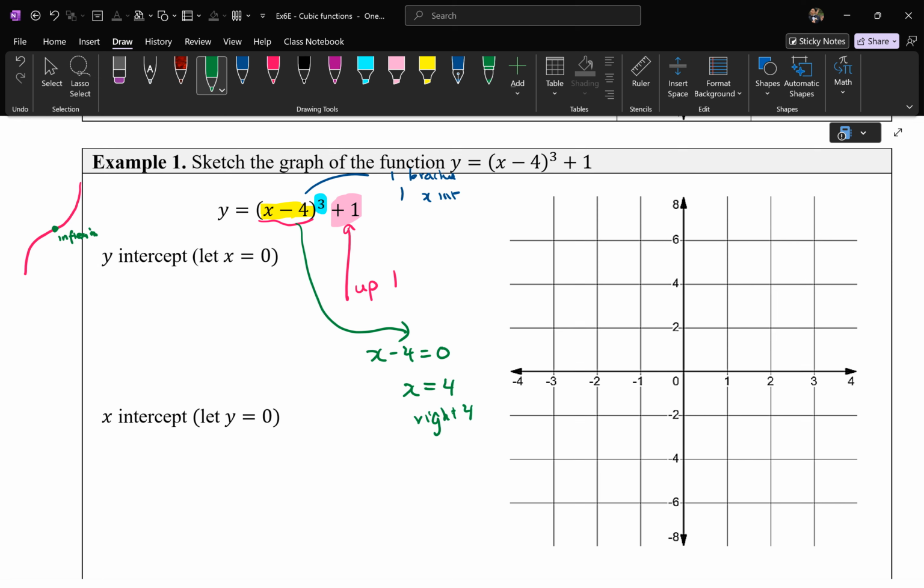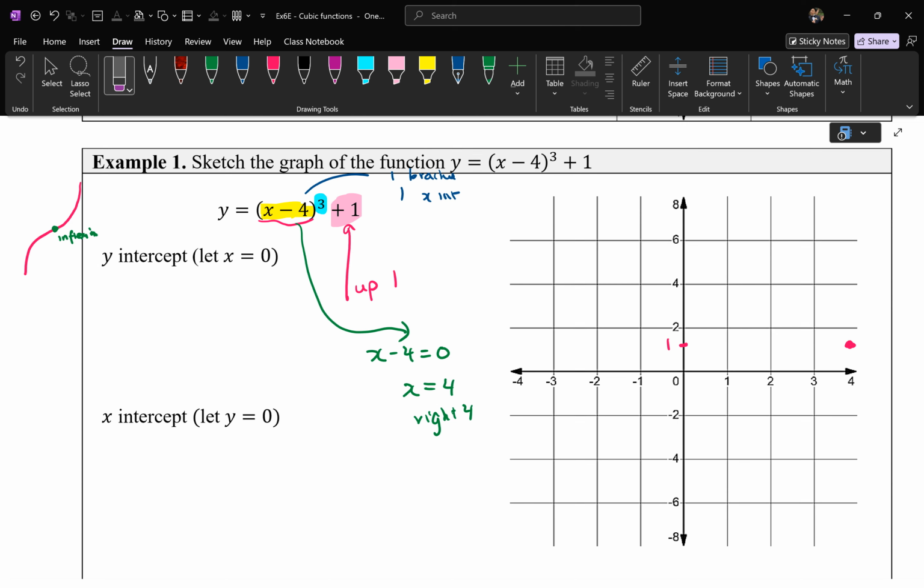So if you want to sketch this now, we know this is your shape. We know it has an inflection point. Goes up by 1, goes to the right by 4. So let's follow that. Up by 1, to the right by 4. So it's over here now.